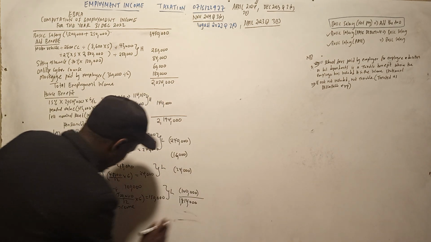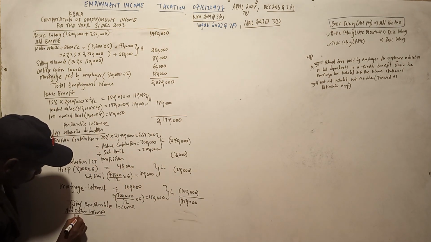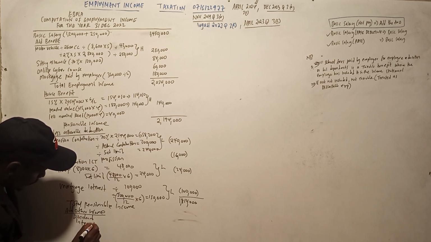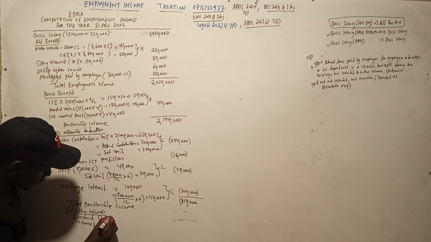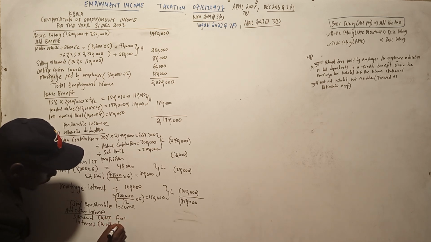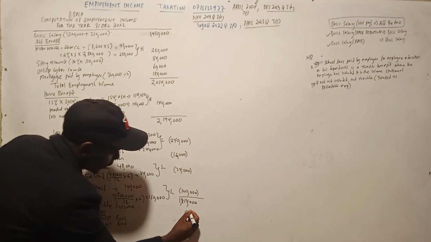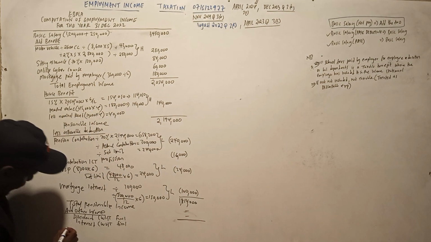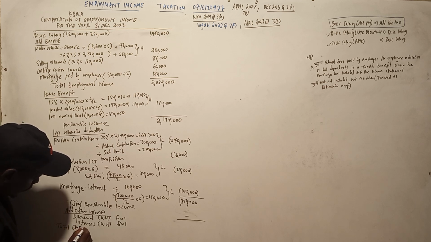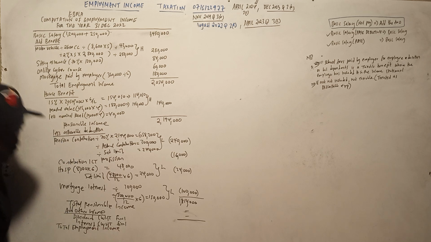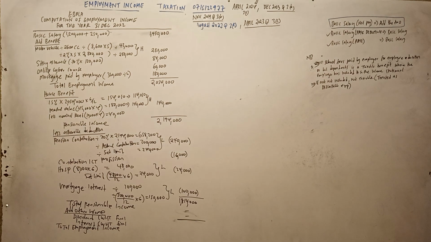So utaandika tu dividend na interest. Useme withholding tax final. Na weke dash. Then we get the total employment income. Total employment income, so itakuwa ni 1814,000.